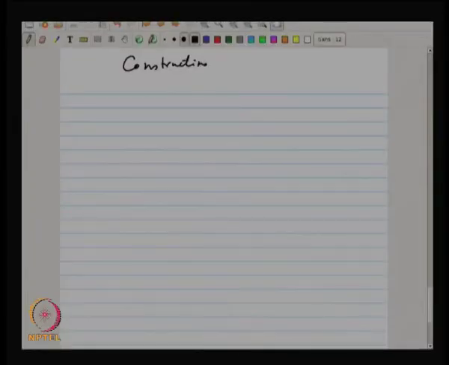Okay. So, what you do is, again, what is the problem? The problem is constructing a quadtree efficiently.